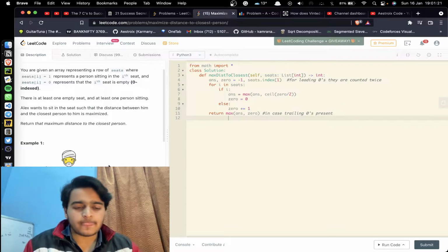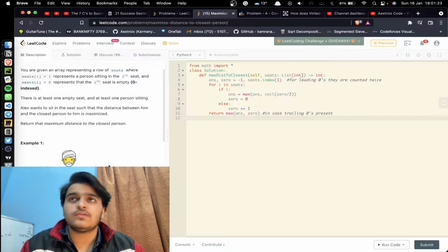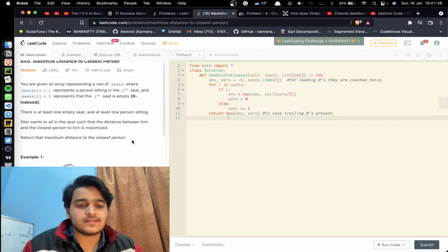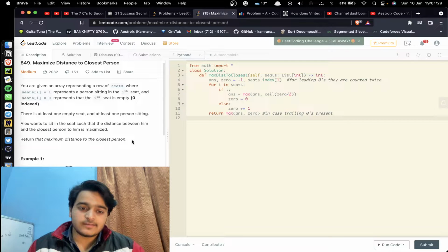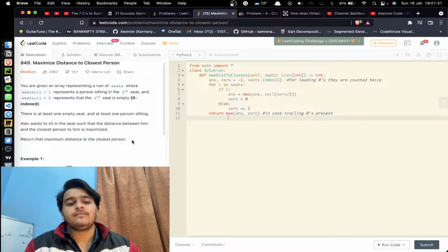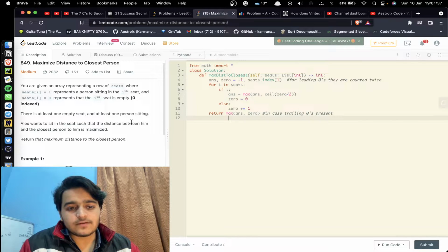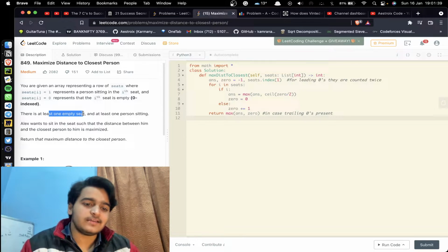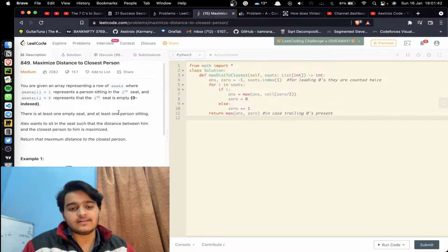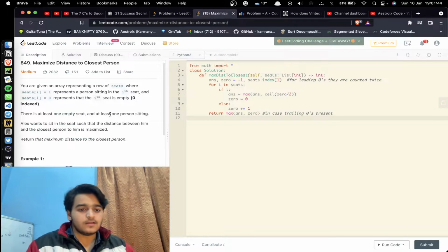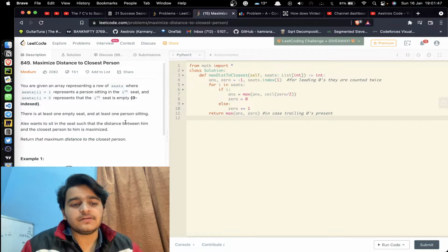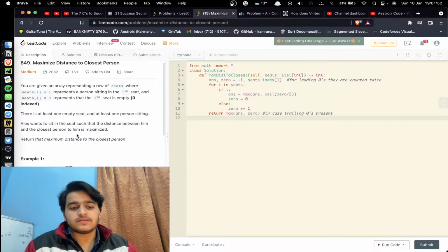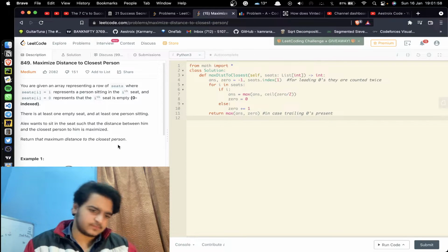This is a sequence of seats in which if a person is sitting on a particular seat, then it is numbered as 1, and if it is empty it is numbered as 0. There is at least one empty seat and at least one person sitting. Now Alex wants to sit in the seat such that the distance between him and the closest person to him is maximized. Return the maximum distance to the closest person.